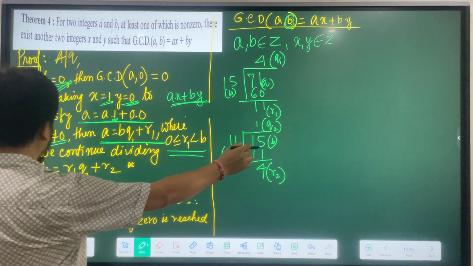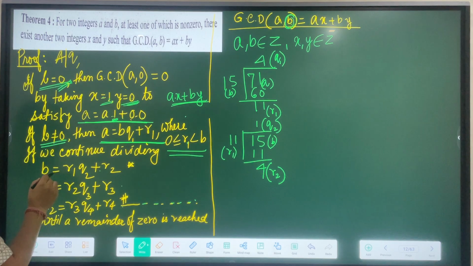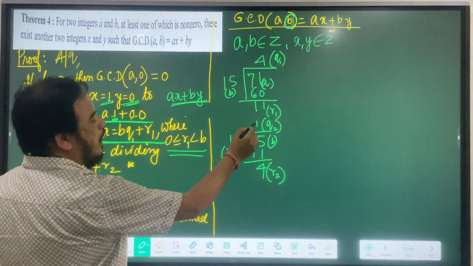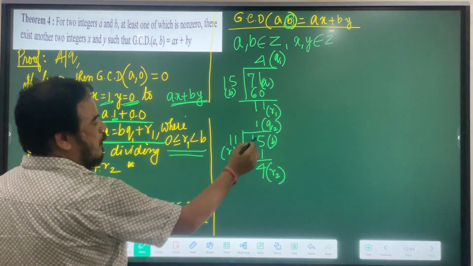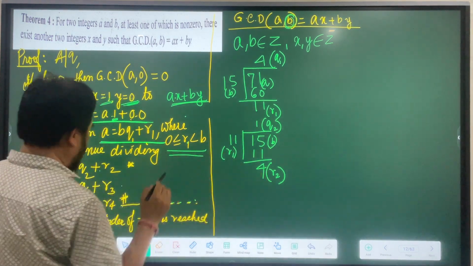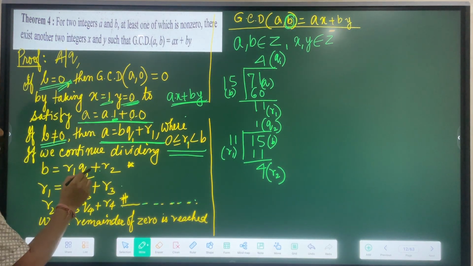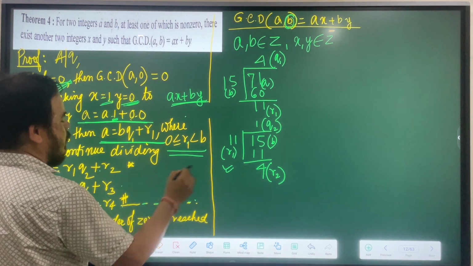So this one I want to show here. B equals 15 equals 11 into 1 plus 4. That is, B equals R1 into Q2 plus R2. This one I hope you understand.